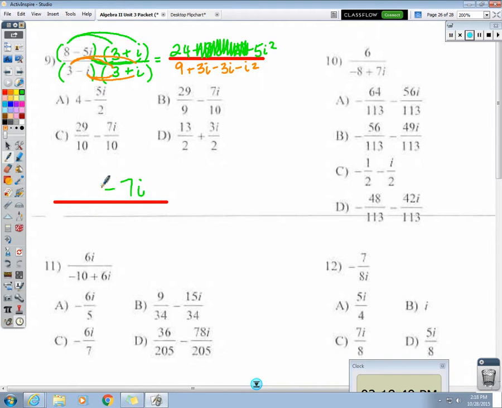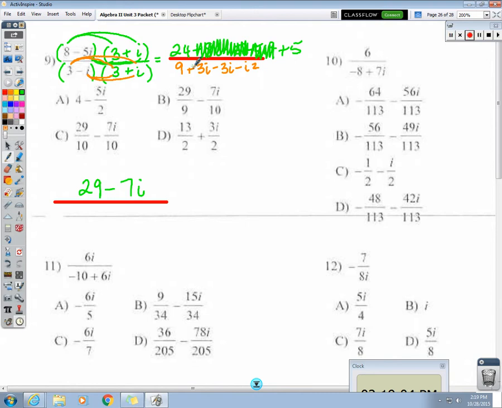Okay, well, what do we know i squared equals? So a negative 5 times a negative 1 is a positive 5, and when you add that 5 to 24, you get a 29. And remember, standard form for complex numbers is always a plus bi. The real number, then the complex number. Okay, now we have to simplify the denominator. What can we do in the denominator?